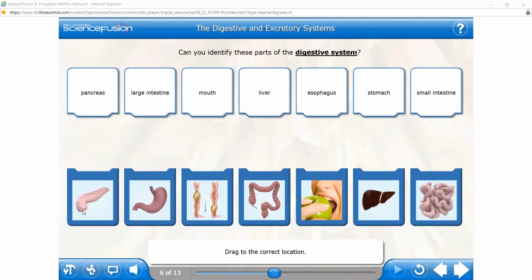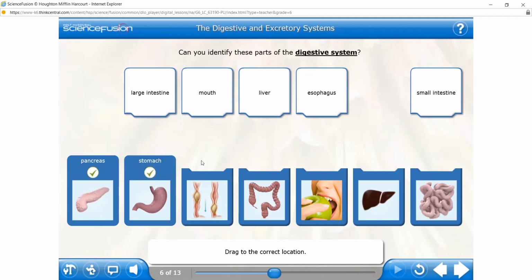What is the first picture? Yeah. What is it? The pancreas. Very good. And what is the second picture? Second one. Wait. Stomach.